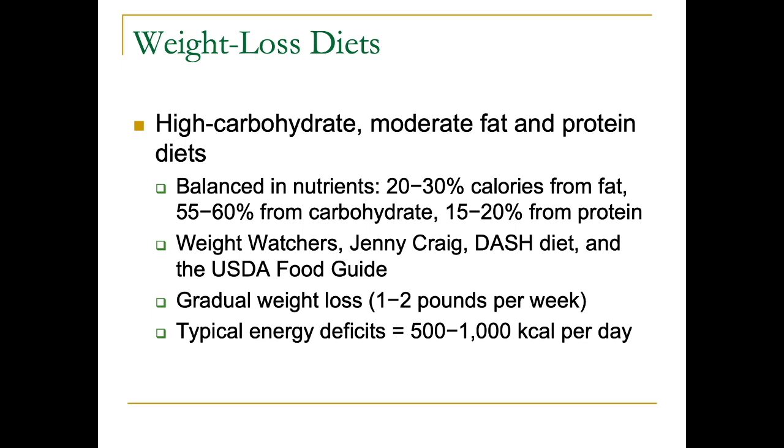So the best weight loss diet is a high carbohydrate, moderate fat, and moderate protein diet. So the one that we've discussed the whole semester. So you need 20 to 30% of your calories from fat, 55 to 60% from carbohydrates, preferably complex carbohydrates rather than sugar, and then 15 to 20% from protein. These are things like Weight Watchers, Jenny Craig, the DASH diet, and the USDA food guide.